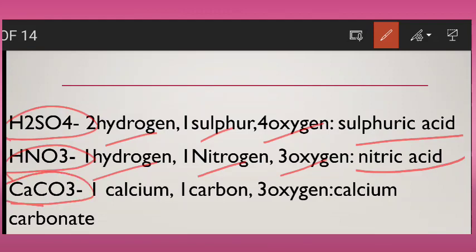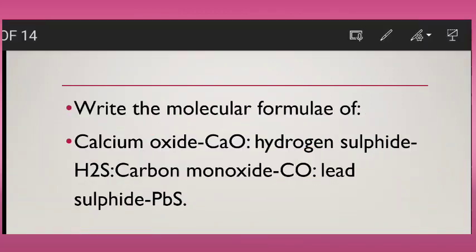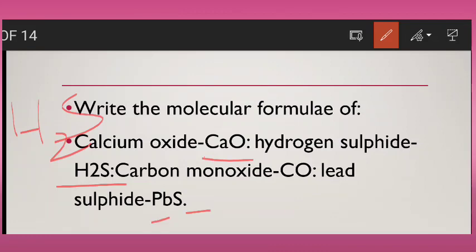This one is calcium carbonate. The name of the compound is calcium carbonate. And in this 1 atom of calcium, 1 atom of carbon, and 3 atoms of oxygen. Next is write the molecular formula of calcium oxide. So you will write CaO. This is the correct formula. Remember, C and O are capital here and a is small. So Ca for calcium and O for oxygen. Hydrogen sulfide, H2S. Clear? Lead sulfide. Pb is lead, and S means sulfide. So PbS.